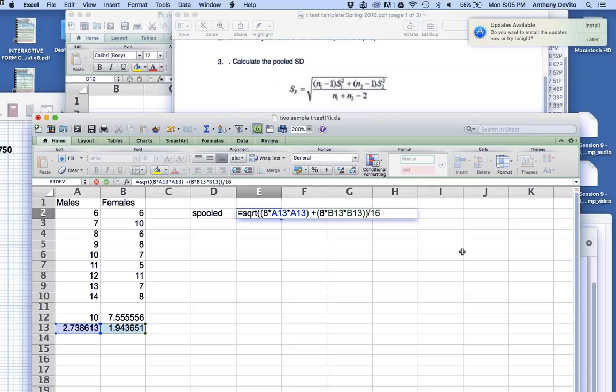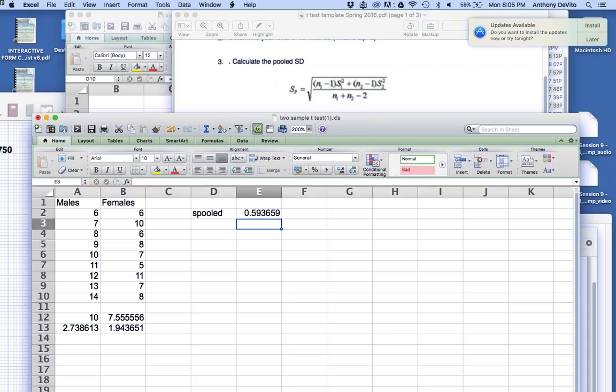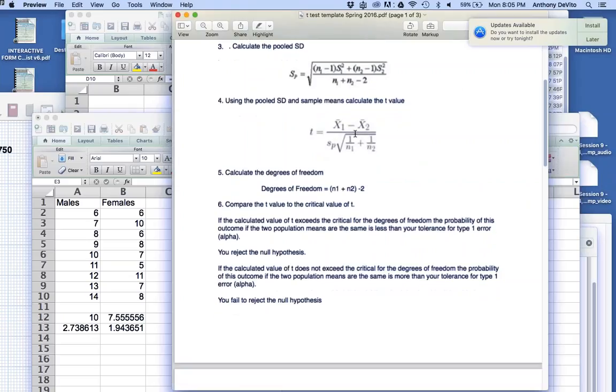So, okay, you guys ready? I'm going to hit enter here. Let's see how lucky I get. Okay, pooled standard deviation is equal to 0.59. I'm going to assume for a moment that that's correct. Okay, so what am I going to calculate next? Next, I'm going to calculate my t-score.